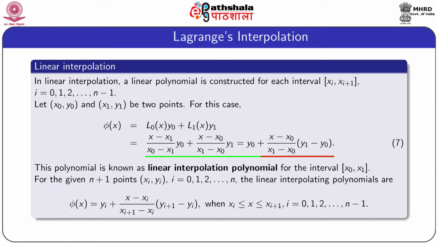After simplification, this expression reduces to y0 plus (x minus x0) by (x1 minus x0) into (y1 minus y0). So, this is called the linear interpolation polynomial for the interval x0 to x1. And in general, for any arbitrary interval xi to xi+1, the interpolating polynomial phi(x) equals yi plus (x minus xi) divided by (xi+1 minus xi) into (yi+1 minus yi). This is the linear interpolating polynomial within the closed interval xi to xi+1, and this is true for all i equal to 0 to n minus 1.